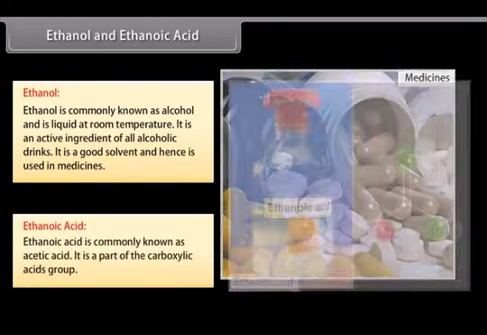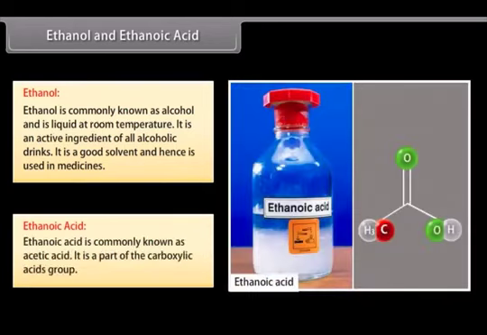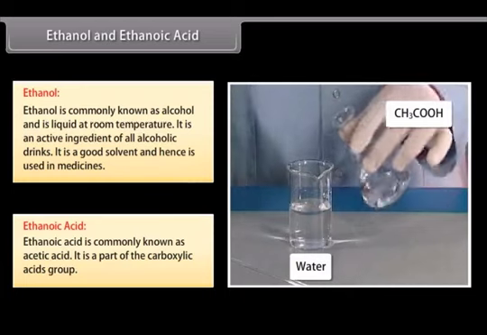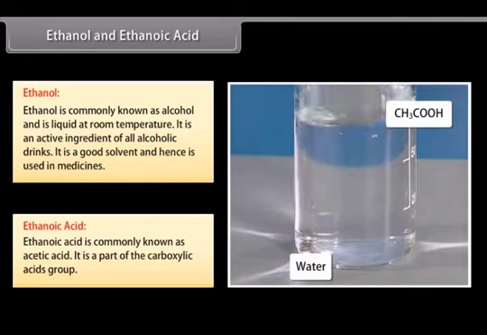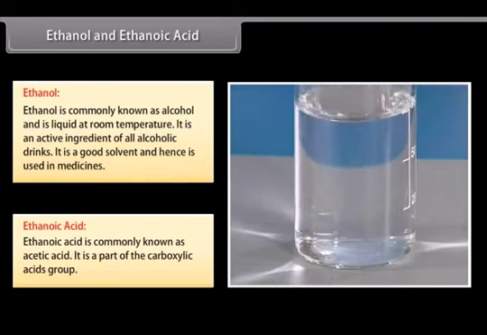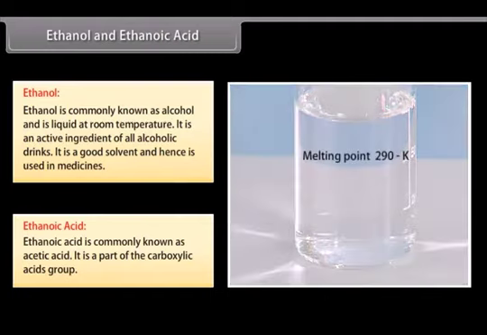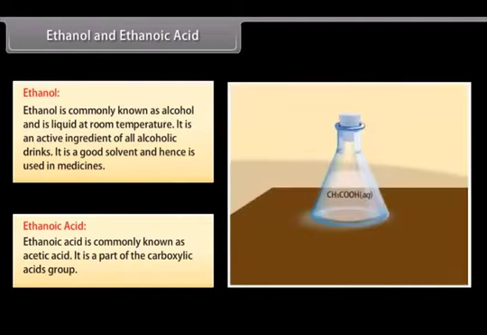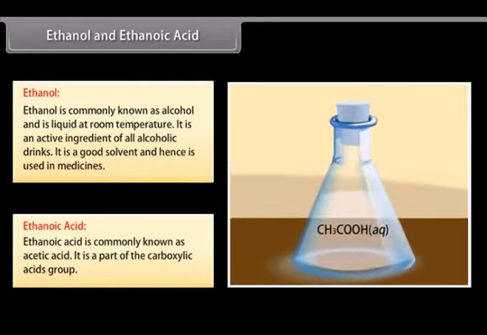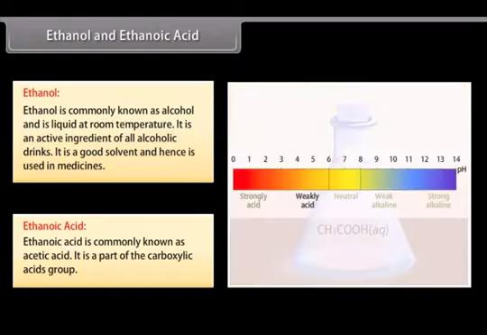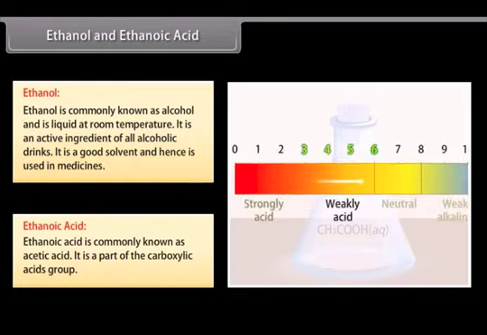Ethanoic acid. Ethanoic acid is commonly known as acetic acid. It is a part of the carboxylic acids group. When a 5 to 8% solution of acetic acid is mixed in water, it forms a substance called vinegar. The melting point of pure ethanoic acid is 290 Kelvin. Because of this property, it freezes during winter and hence is also known as glacial acetic acid. Carboxylic acids are characterized by special acidity. However, as carboxylic acids are not ionized completely, they are weak acids.